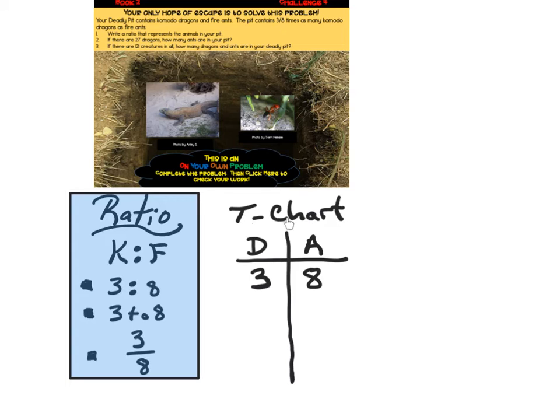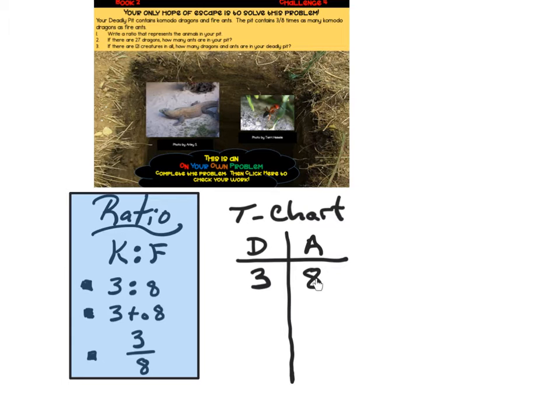Alrighty, so I set it up right here. You got your T-chart. Now, I changed from K, I made it to D because it said how many dragons, right? But you're still talking about the komodo dragons over there. And over here, I just have A for ants because they said how many ants are in your pit, right? But these are really the fire ants right there. Your ratio remains consistent. You got 3 to 8, which is from over here, which is actually from right there, right? And now I'm looking for 27.